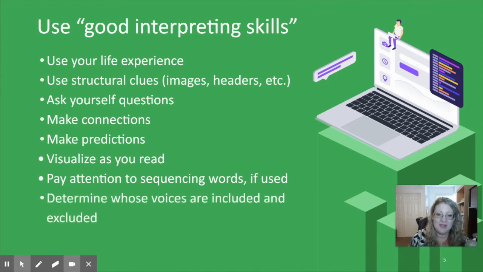Determine whose voices are included and whose voices are excluded. Now, this is more for more robust texts that maybe provide one opinion or viewpoint on a topic. They can also be evident in articles, news, journalistic items, podcasts. It can be very helpful to determine the point of view that's being presented, and then ask yourself what points of view are not being represented and why.